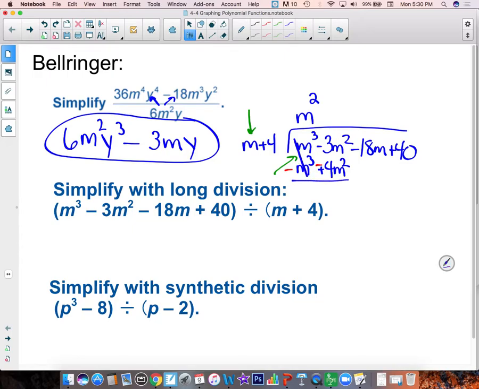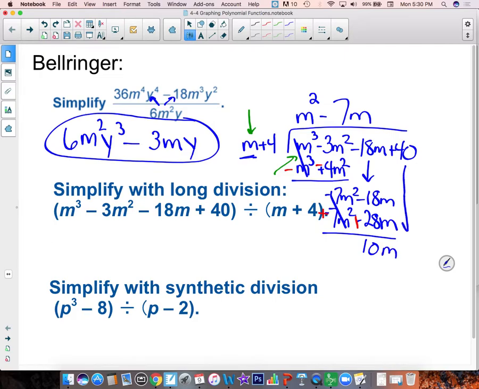So those are gone. And now we have negative 7m squared. And now we bring down that next term, negative 18m. So now what times the m out front will get me to that negative 7m squared? Well, that would be a negative 7m. So I multiply it through, gives me negative 7m squared minus 28m. Since we're putting it down there, we subtract, so you change your signs. So the 7's cancel, and we have negative 18 plus 28, that gives you a 10m, and we bring that 40 down.